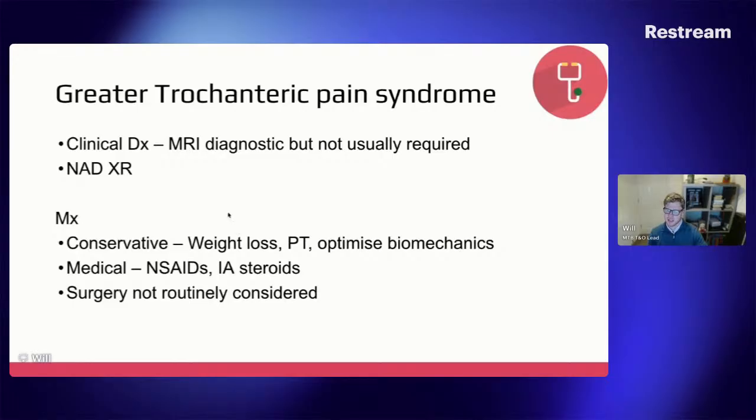So it's mostly a clinical diagnosis. And as you can see from the previous slide, there are some quite key clinical signs and symptoms that would push you towards a diagnosis of greater trochanteric pain syndrome. An MRI is usually diagnostic, but it's very rare that an MRI is required. And you won't find any clinical signs on X-rays in these patients.